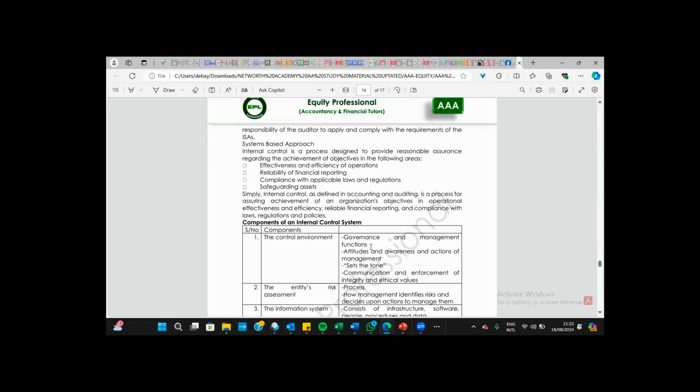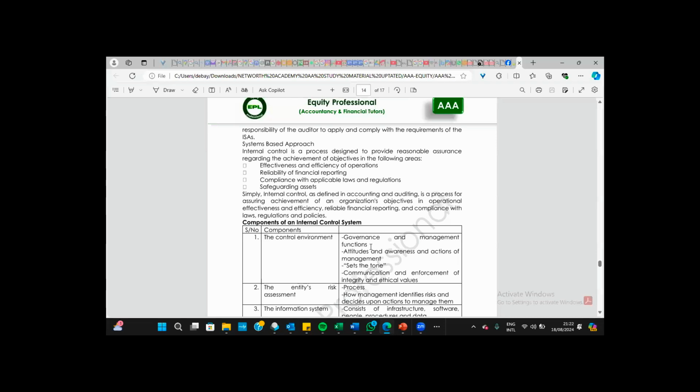They ensure that they put in place the right policies, procedures, and systems. Okay? They dictate how the organization should run. They dictate the goal and objective of the organization. We call it what? The control environment.